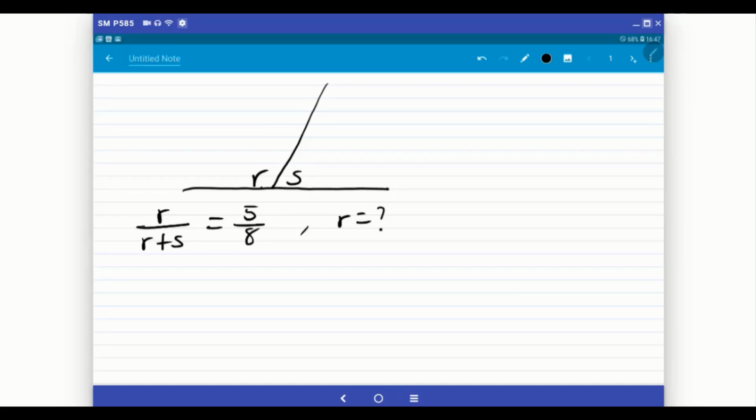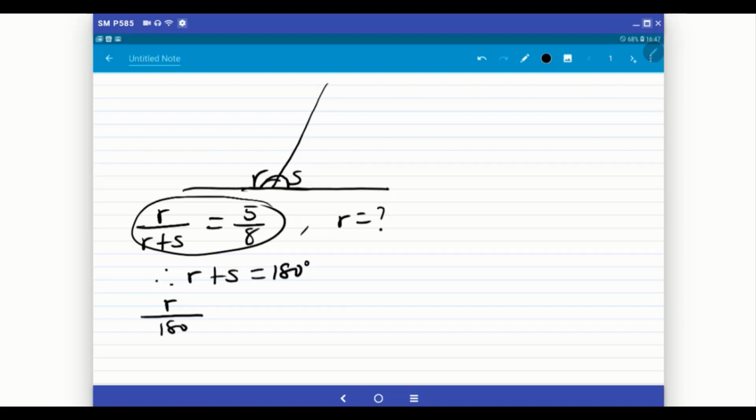Now, from what we can see here, angle R and angle S, what can you see? Together they make angles on a straight line. So R plus S is equal to 180 degrees, angles on a straight line. According to this statement, R over R plus S, which is 180 degrees, is equal to 5 over 8. So what do we do here? We cross multiply, and that means R times 8 gives us 8R, which is equal to 5 times 180, which will be 900. So R will be 900 divided by 8.